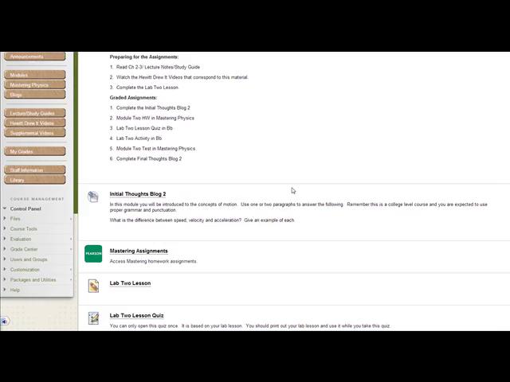So if I scroll down here and I click on this, Module 2's initial thought says, in this module you will be introduced to the concepts of motion. Use 1 or 2 paragraphs to answer the following. Remember, this is a college level course and you're expected to use proper grammar and punctuation. And the question is, what is the difference between speed, velocity, and acceleration? And give an example of each.